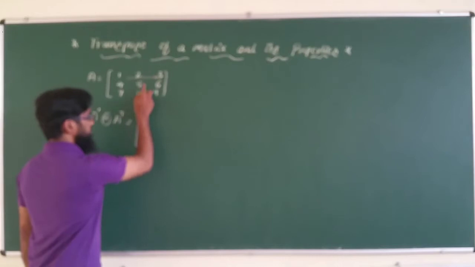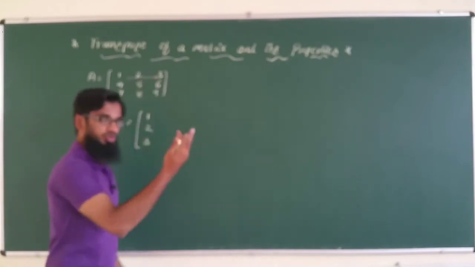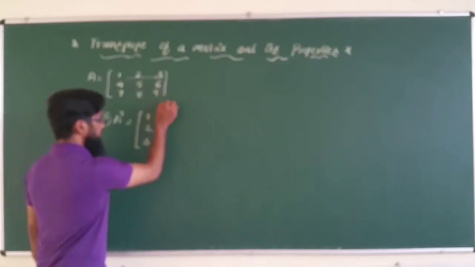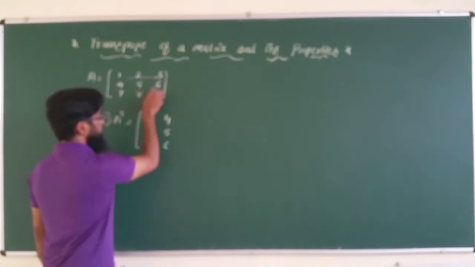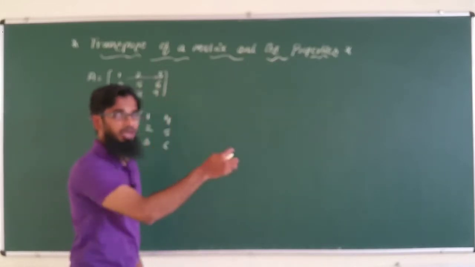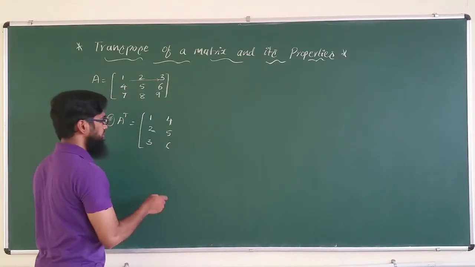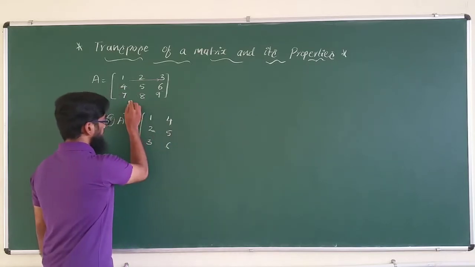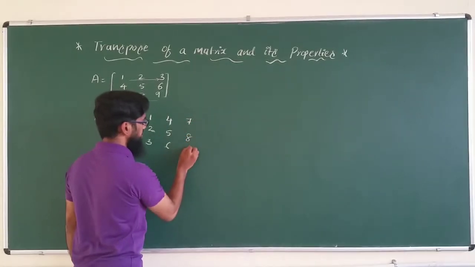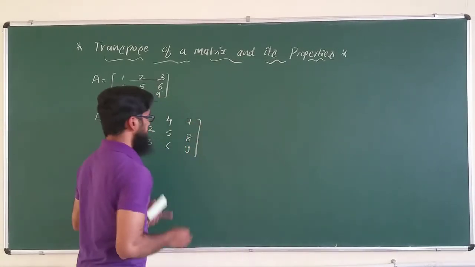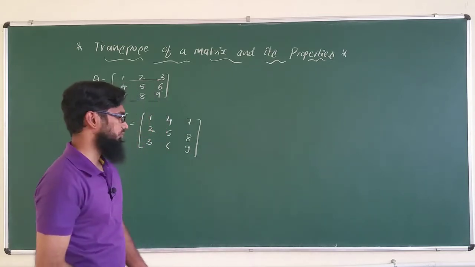So 1, 2, 3, that is the first row, as the first column. The first row is over. Now take the second row and write it as the second column, that is 4, 5, 6. Take the second row of the given matrix as the second column of the transpose matrix, meaning we are just interchanging. Similarly, take the third row and interchange it with the column, that is 7, 8, 9. Now this is the transpose of the given matrix. This is very important.